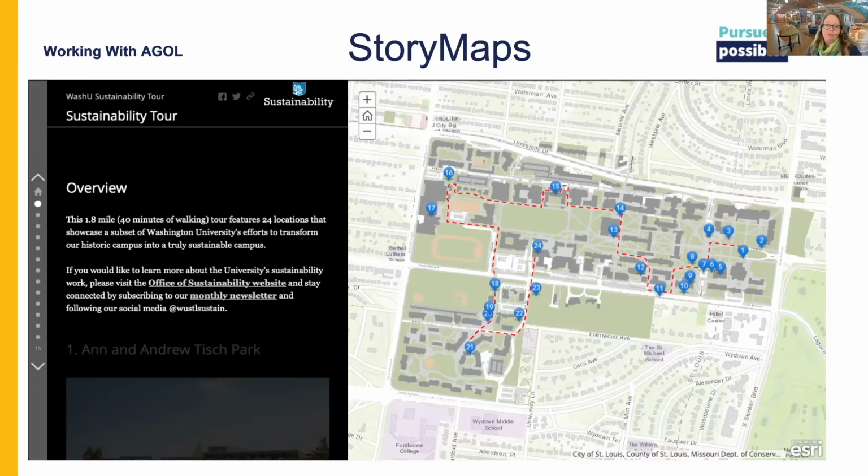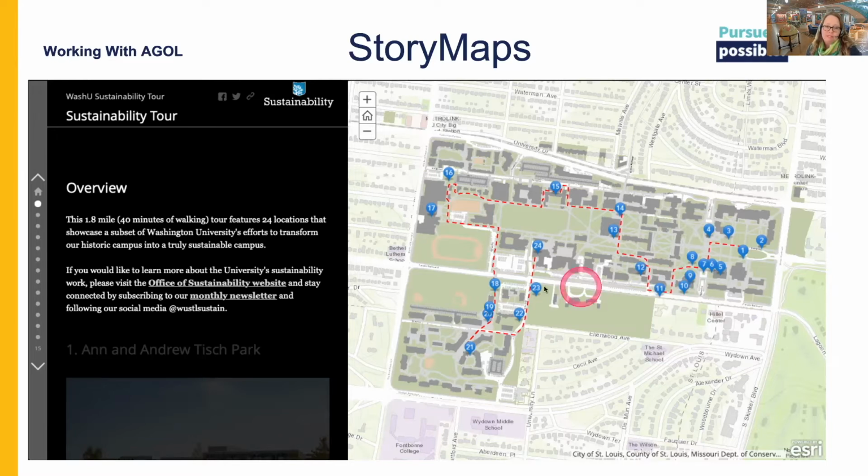This example on the screen here was created by the WashU Sustainability Department as a walking tour of the different sustainable features on Danforth campus. As you scroll through the content on the left, the map on the right refocuses to the different zooms to the different locations of interest here represented by these blue pins.